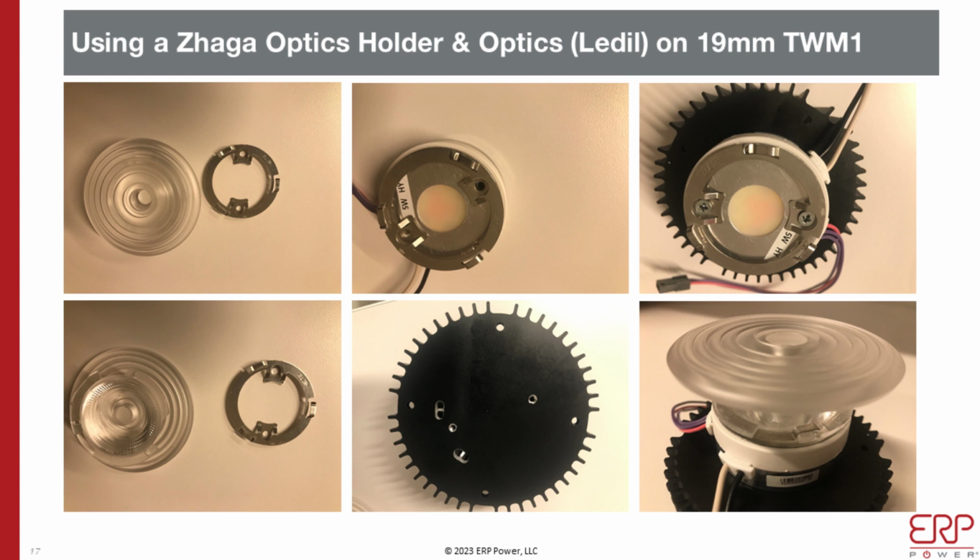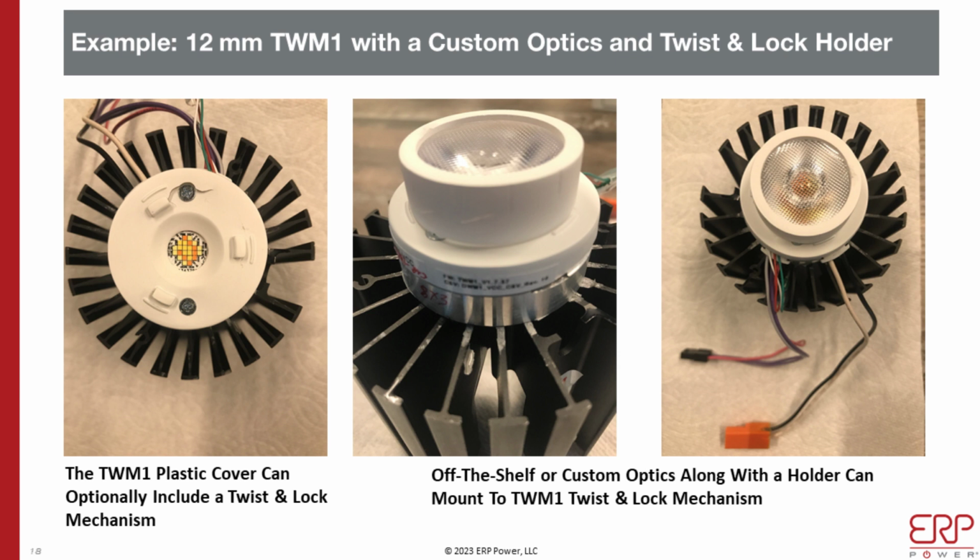So all we got to use is the two mounting screws that come with the TWM1 and mount those holders, and then click and twist the optics, whatever in this case is a larger one. You can do any Zaga compliant optics there, and you can basically twist and lock, and voila. I did not have anything to do with this, and one of our customers had this, and I just tried it in 2 minutes. Boom, we have a fixture that puts out a nice, decent light with a good distribution.